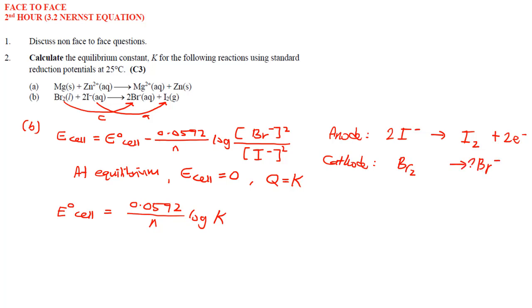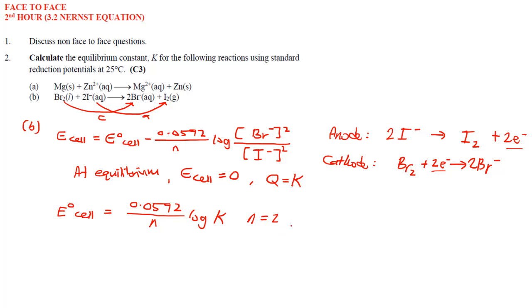Okay, so we balancekan bilangan dulu. Okay, and then we add 2 electrons on the left to balance the charge. Okay, so if you see kita punya electrons tu dah balance, which is 2 electrons. So our n value tu sama dengan 2. Alright, and then again the same thing. Next is to calculate the E naught cell tu.